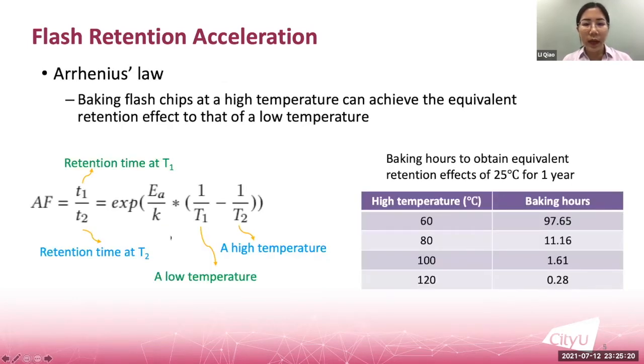The Arrhenius law is widely applied, baking flash chips at a high temperature to obtain retention effects equivalent to those at a low temperature. Based on the law, we can calculate the baking hours if we want to know the retention effects at 20, 25 degrees for 1 year. For example, as shown in the table, we need to bake at 60 degrees for 97 something degree hours or 100 degrees for 1.6 hours.